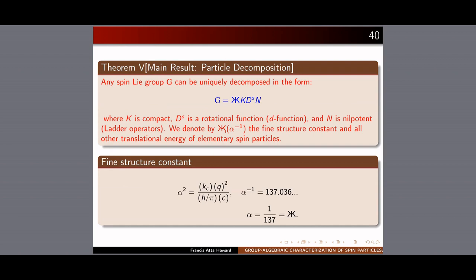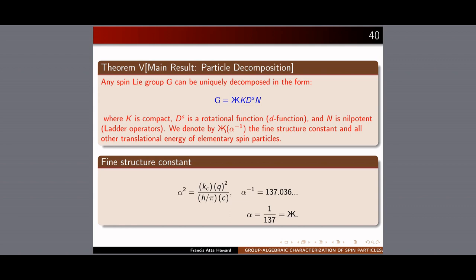Now, the main theorem of this paper is the theorem of particle decomposition. The question is, if I can perform an Iwasawa decomposition on a particle, where the Planck's constant is 1, what is the general decomposition of every spin particle? In this case, it can be noted when we look at this.